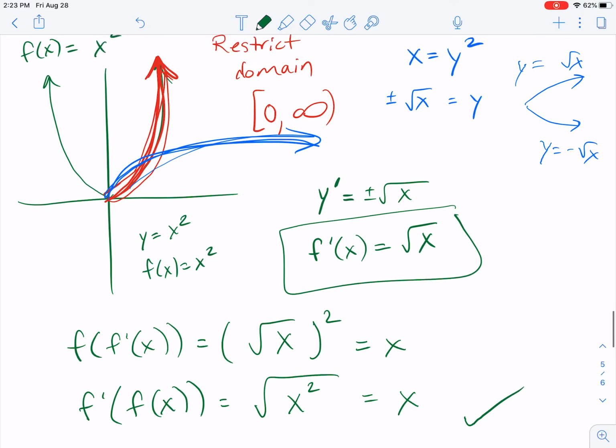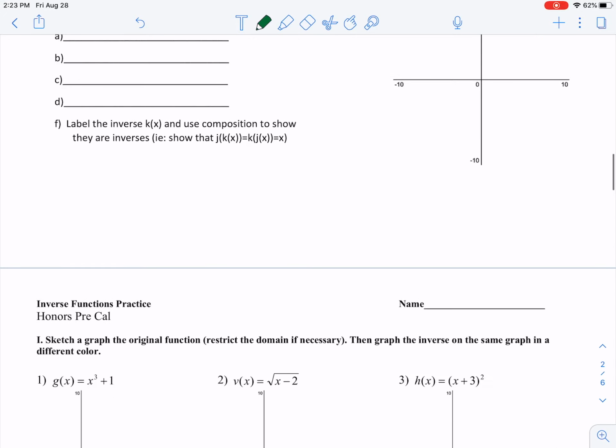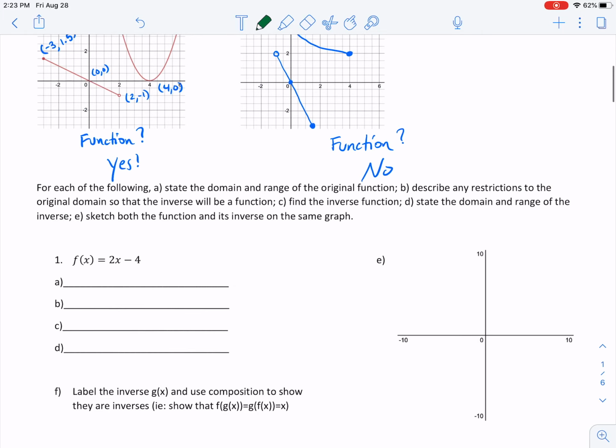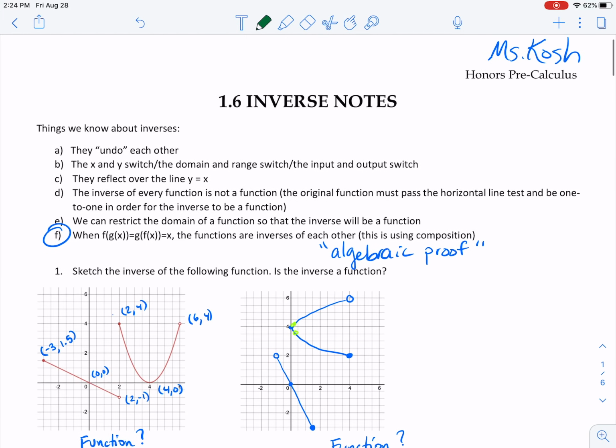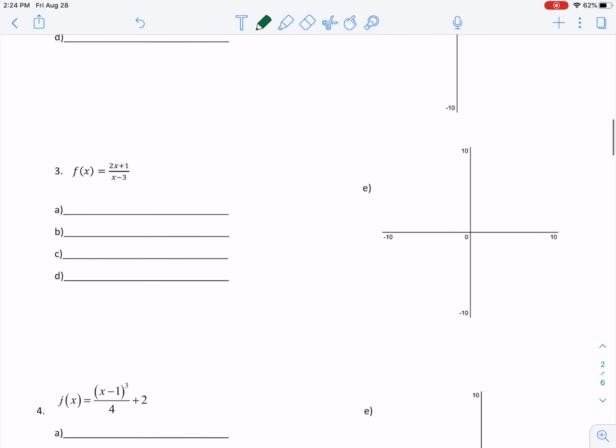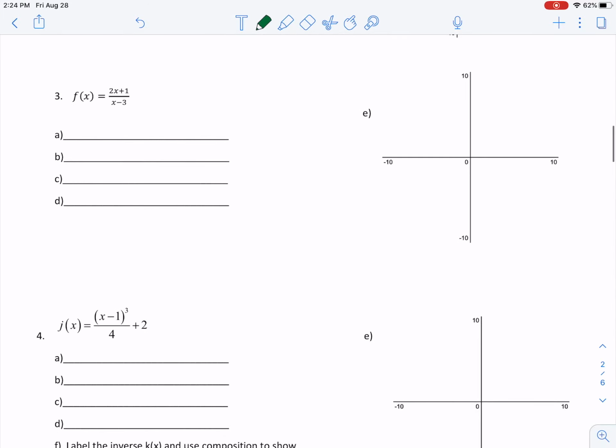Let me look back. I think I want to work through these in the next video. So that's kind of the introduction to inverses. I may actually have a video over some of these from previous years. That would be awesome.